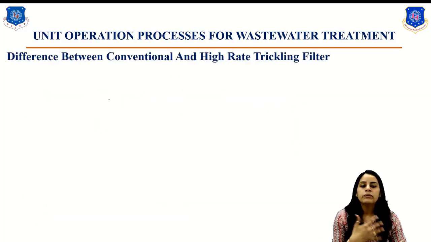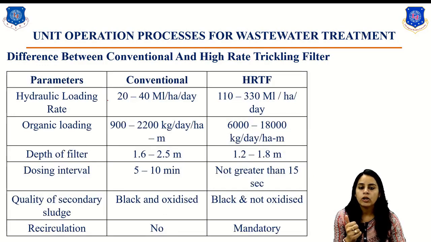Now the next one is the difference between the conventional and high rate trickling filter. The first basic difference is the hydraulic loading rate. In the conventional trickling filter, it is 20 to 40 million liters per hectare per day, and in the high rate trickling filter, it is 110 to 330 million liters. Then organic loading: for the conventional trickling filter it is 900 to 2200 kg per day per hectare, and for the high rate trickling filter it is 6000 to 18000. Then depth of filter: in the conventional trickling filter the depth is 1.6 to 2.5 meters, and in the high rate trickling filter it is 1.2 to 1.8 meters.